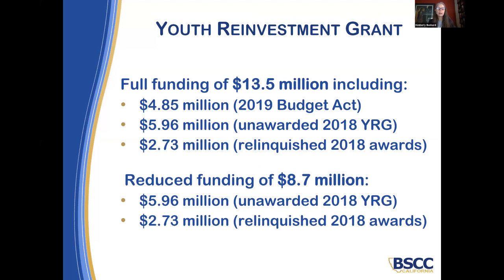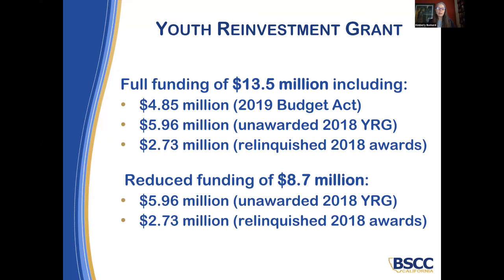Okay, with this slide, we start to get into some of the contingencies that I mentioned a minute ago. So looking at a couple of different options for how the funding may go with this grant. If we look at the total amount of funding that up until the May revise we believed was going to be available, we would have 13.5 million. And that includes 3 different components.